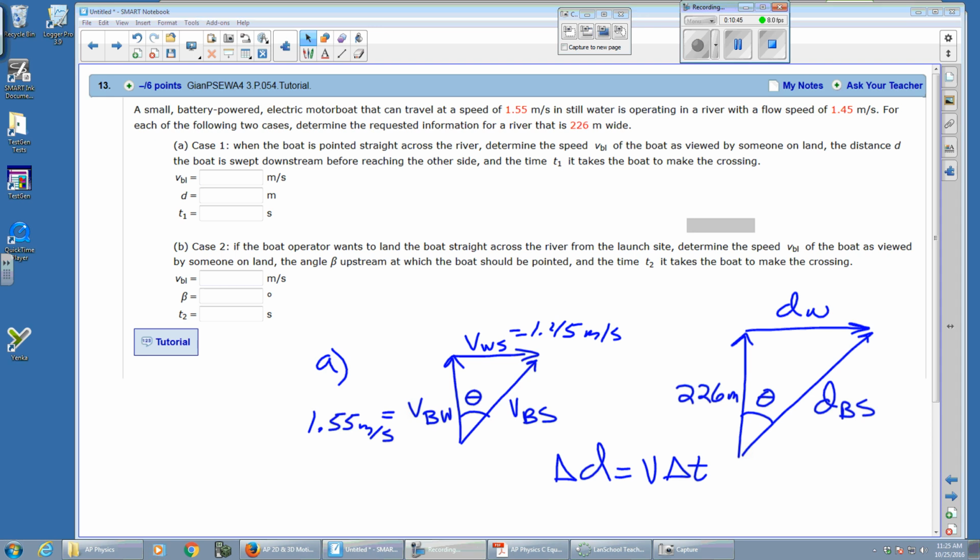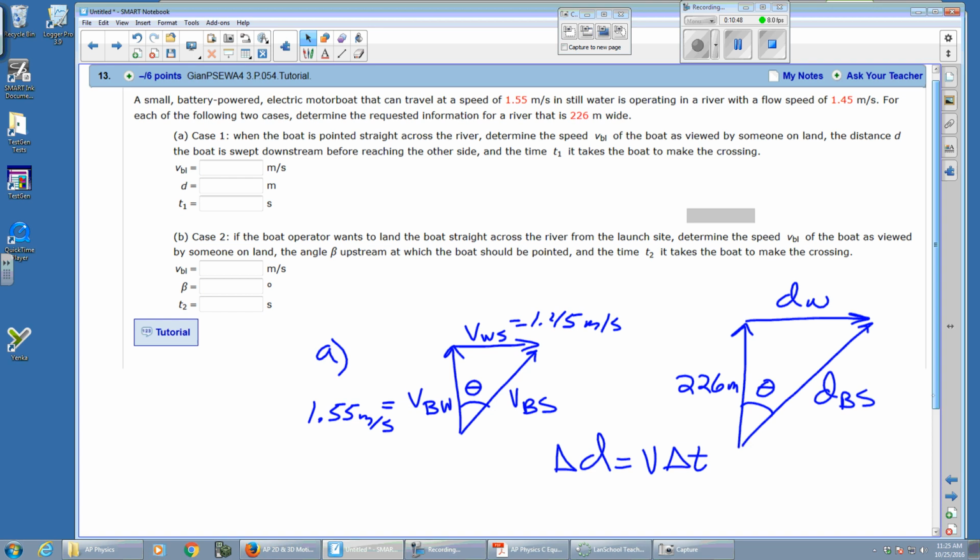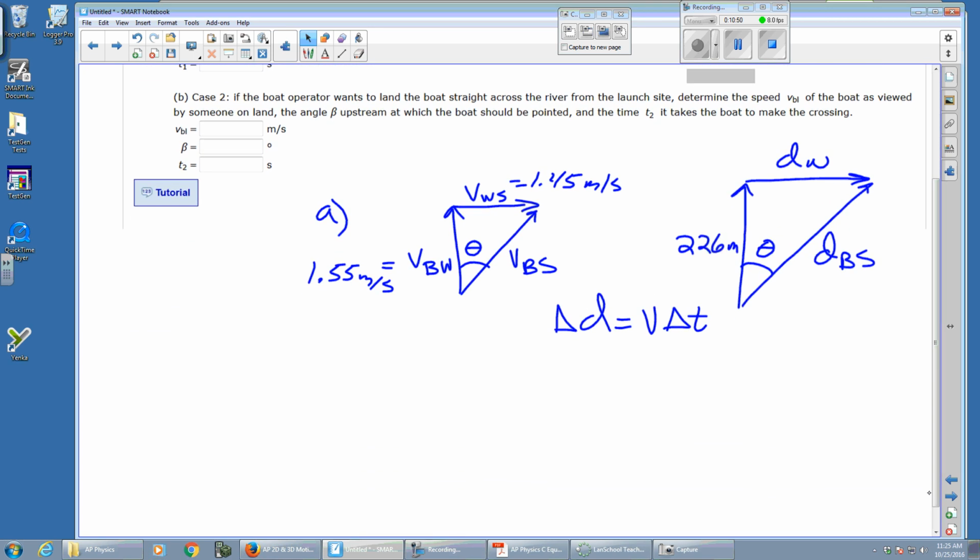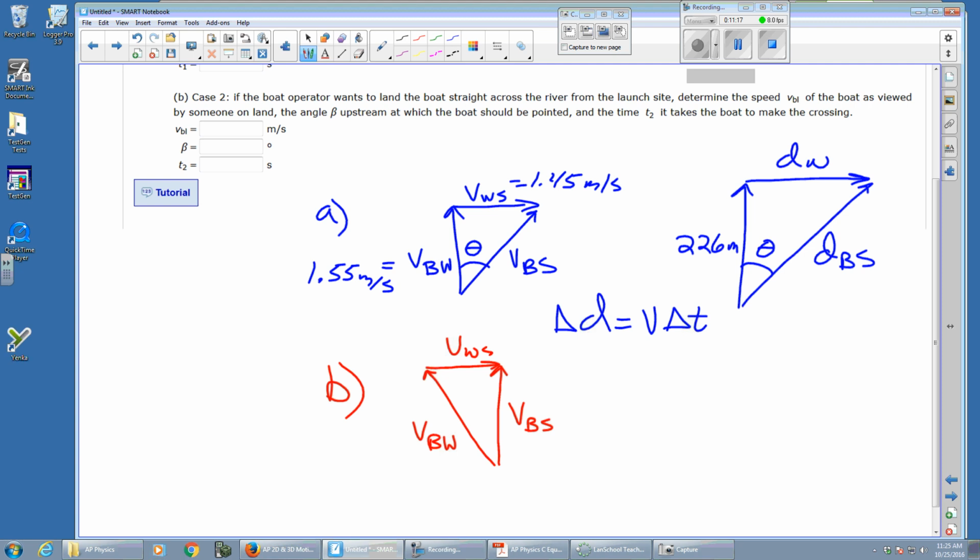All right, moving on to B. So now the boat operator wants to go directly across and come on land. That's really important. So now, this is the velocity of the boat with the shore. That will be the velocity of the boat with the water. And that's the velocity of the water with the shore.